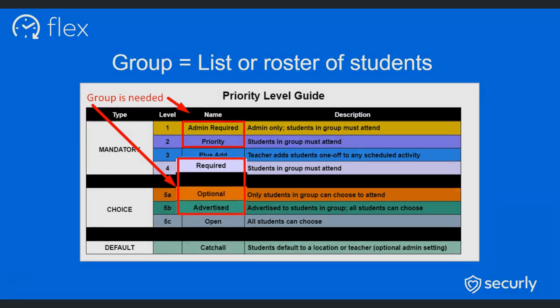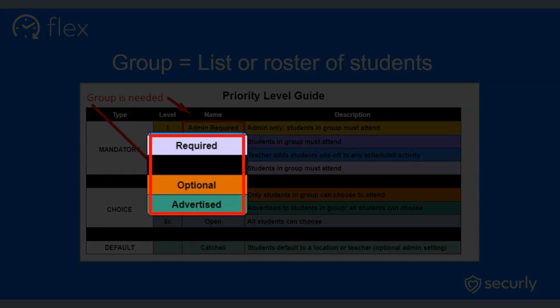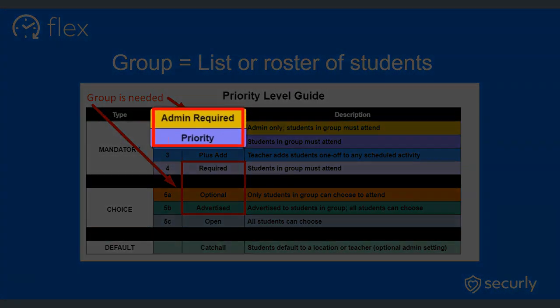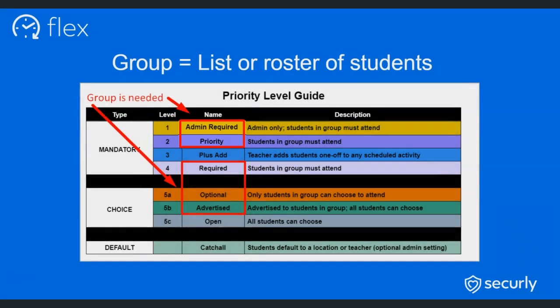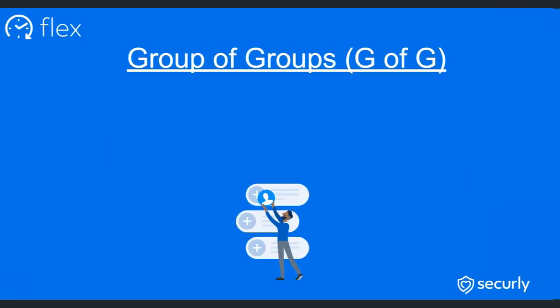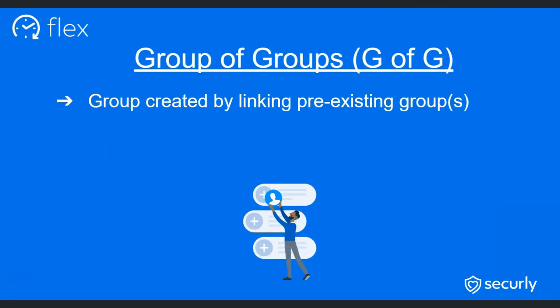Groups are necessary when creating advertised, optional, required, priority, and admin required activities. They can also be used when you want to look at a group of students' activities all at once using the Student Search feature. A group of groups in Flex is simply a new group created by linking pre-existing groups.